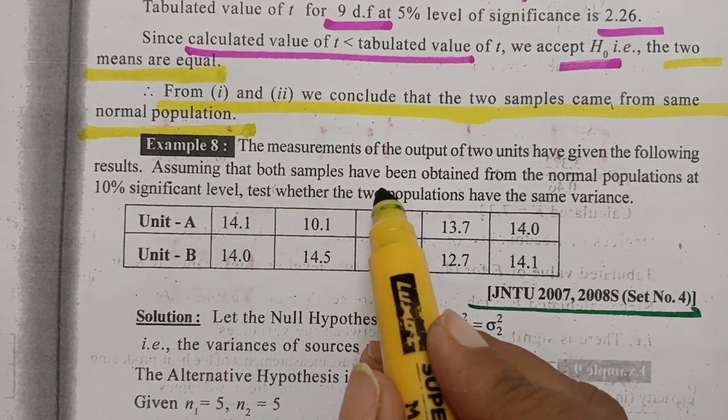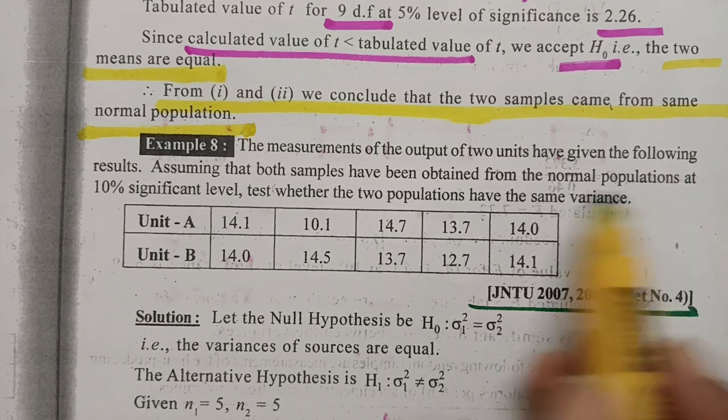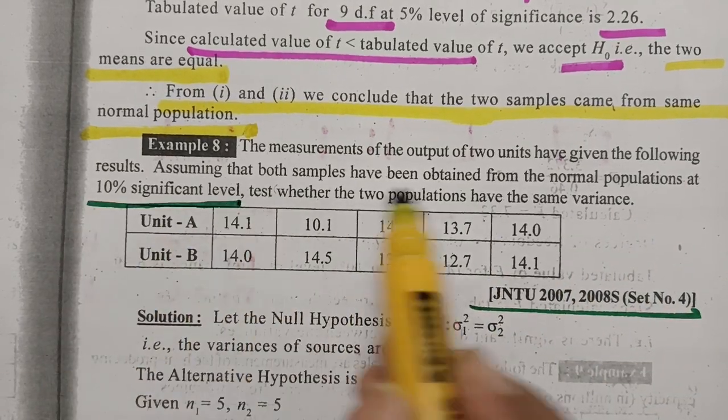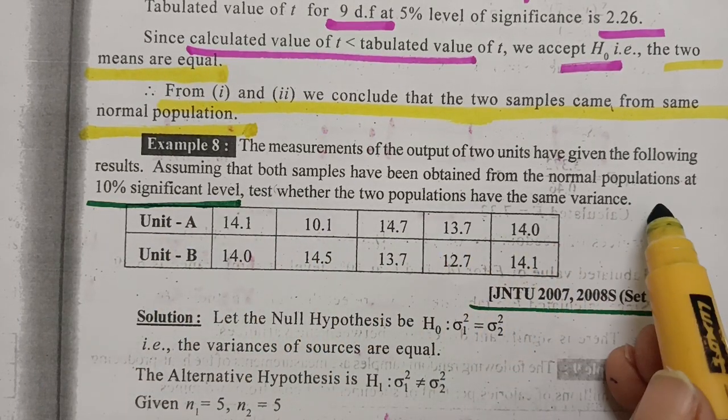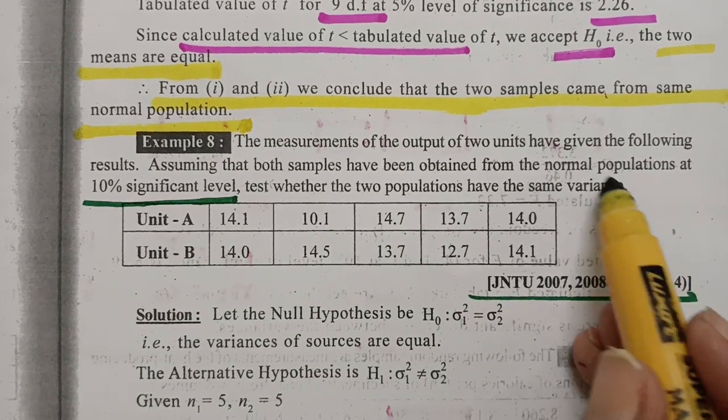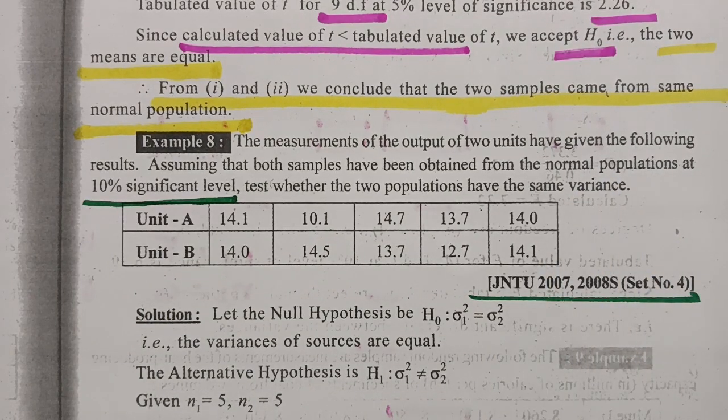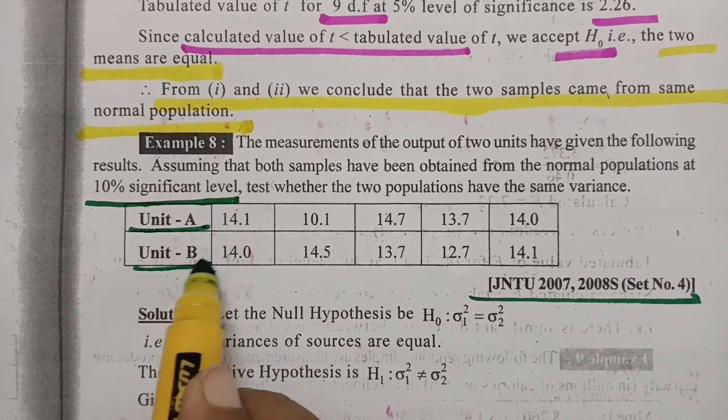Assuming that both the samples have been obtained from normal populations, at the 10% significance level, test whether the two populations have the same variance. If it is asked for same variance, we have to choose the F test. This is unit 1 and this is unit 2.